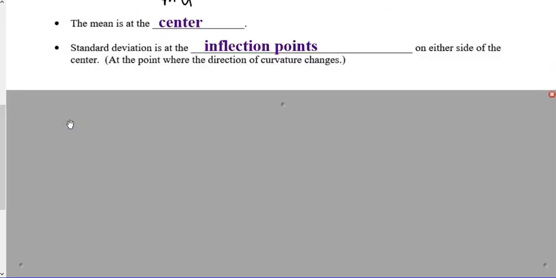Now, the standard deviation is at the inflection points on either side of the center. It's the point where the direction of the curvature changes.